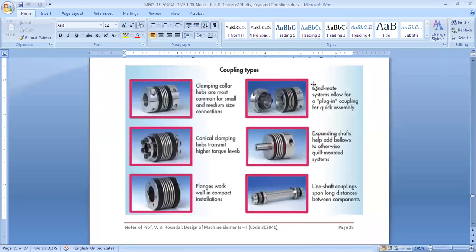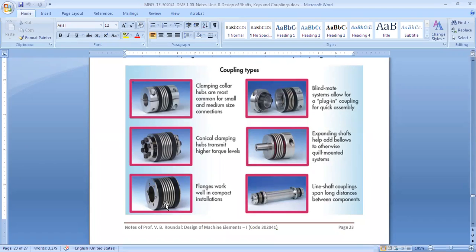So there are some couplings I have shown. This clamp coupling we talked about right now, right? There is another, a conical coupling. Inside you can see the black rubbers. There is a conical shape, and because of that conical shape, the torque is transmitted. Another is a flange coupling. The third one is the flange coupling, which we will do a design of.